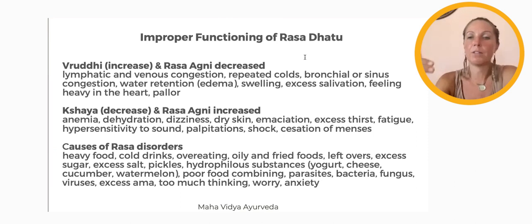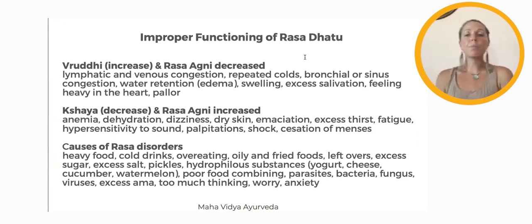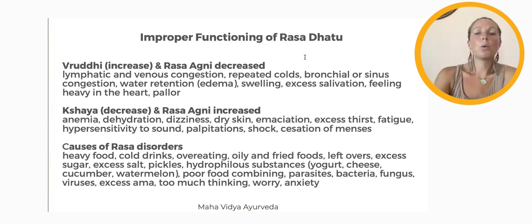Overeating, oily and fried foods are increasing pitta, the fire in the body. Leftovers, excess sugar, excess salt, pickles, hydrophilic substances. So they're increasing the water content in the body. Also, yogurt, cheese, cucumber, watermelon. Poor food combining, if there are parasites, bacteria, or fungal infection, viruses, excess ama, thinking too much, worry, and anxiety.